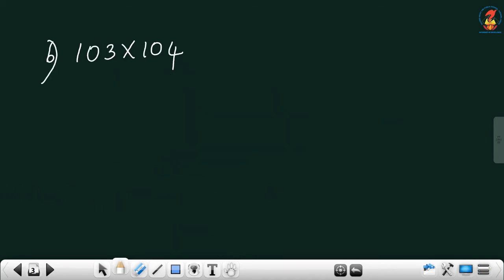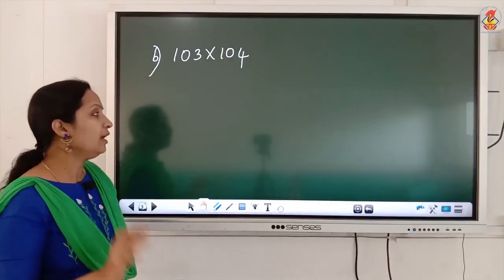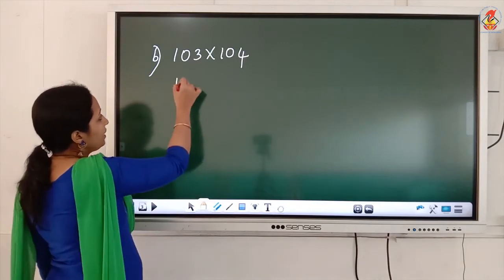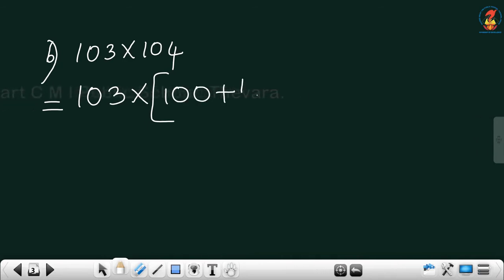Now, look at the next question. 103 into 104. Here both numbers are bigger numbers, so any number you can expand. If you want, you expand 103. If you want to expand 104, you can expand 104. Here I am expanding 104. So, how will we write? 103 into, the remaining part is the same. Now, inside the bracket 104. What is the expanded form of 104? 100 plus 4.